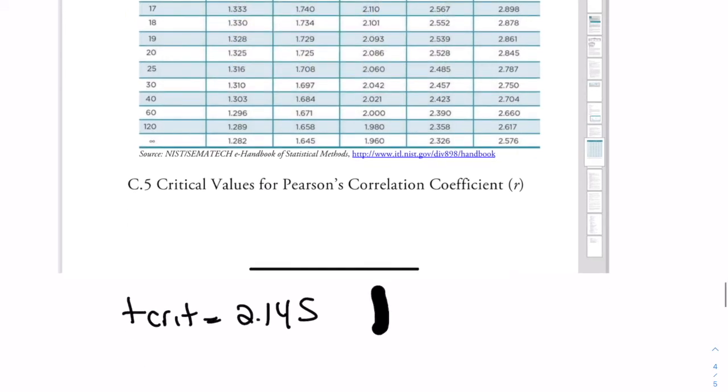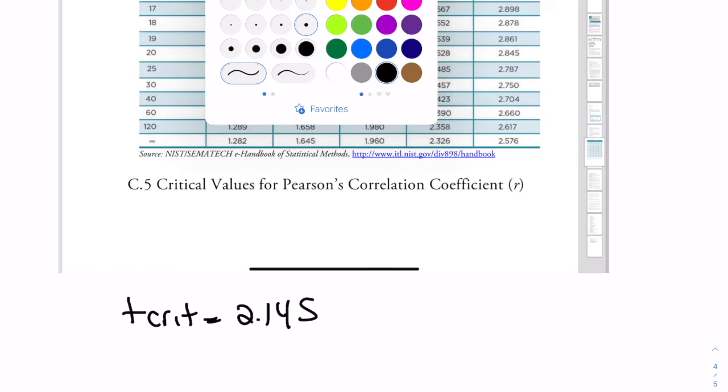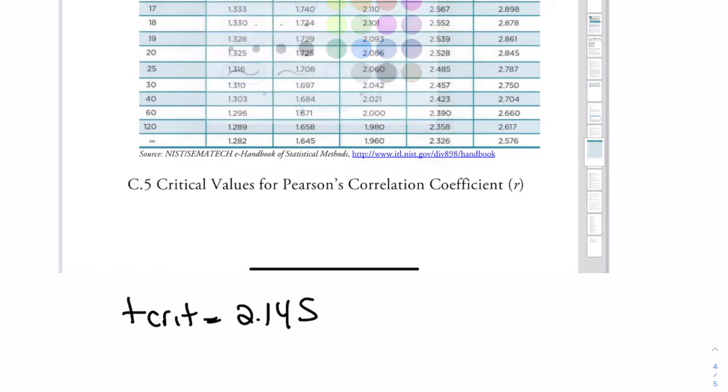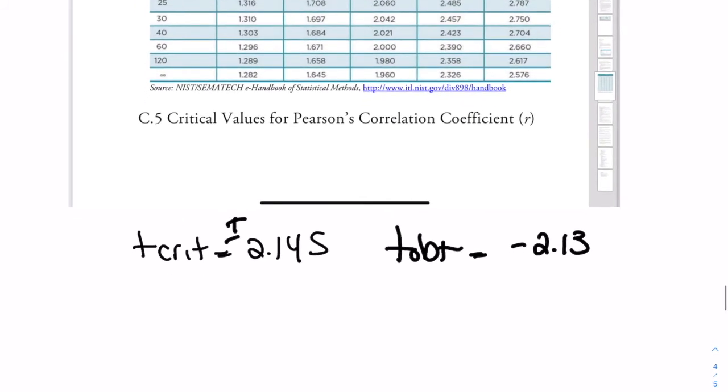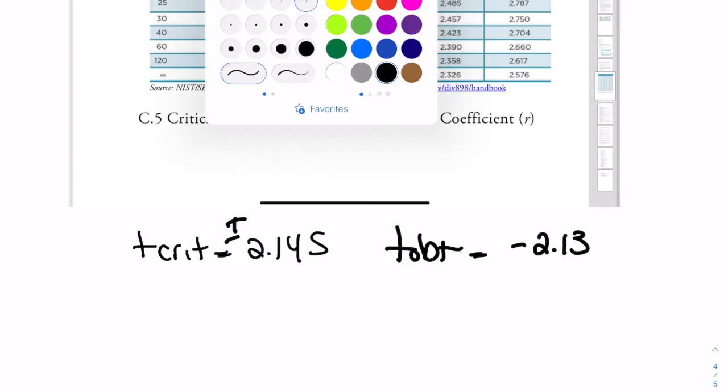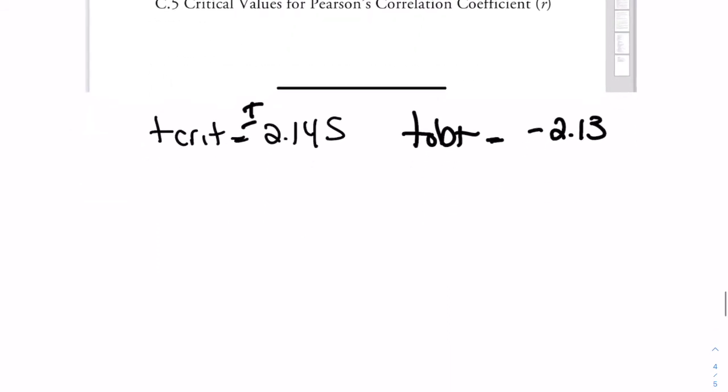Our t obtained, oh my goodness. Sorry about that. Our t obtained equals negative 2.13. So this is plus or minus, I should remind you. Forgive me, my text app is supposed to be blocked, but it's not. I'm sorry for that. It's obnoxious.